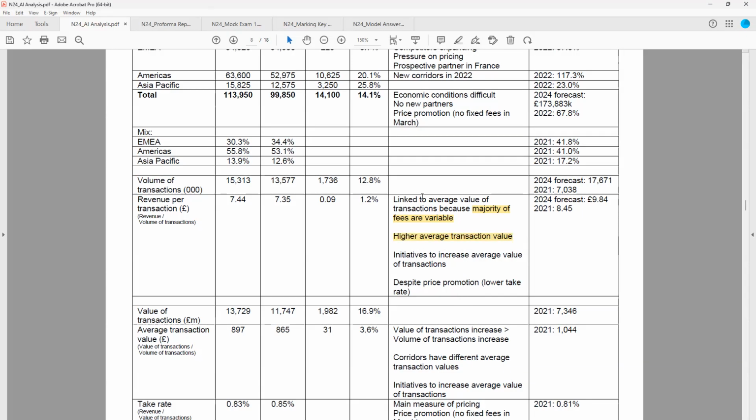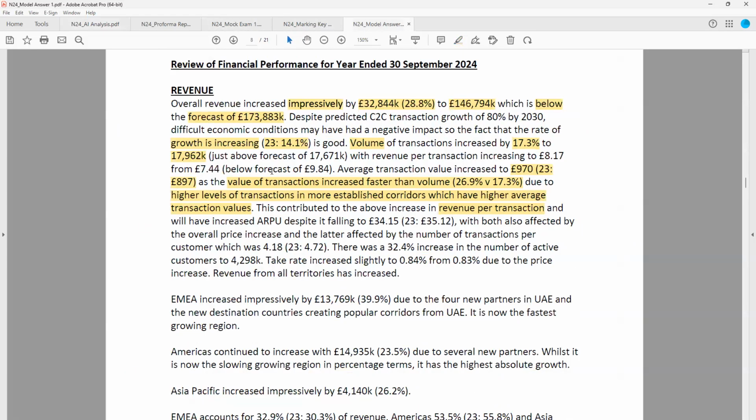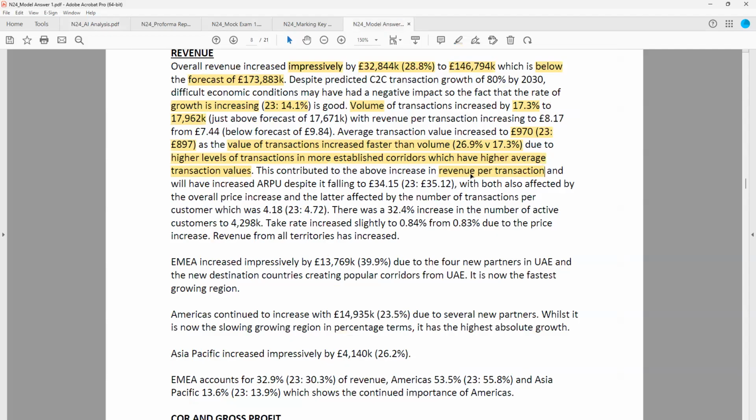So that would be a reason there why revenue per transaction is going up. But there's also been a higher price as well. So they've increased overall prices as opposed to the previous year when they'd had, of course, that price promotion. So we could say this increase in average value has contributed to the increase in revenue per transaction. And it also causes an increase in average revenue per user, increasing the revenue that they're getting from each transaction. However, that has actually fallen. So that would explain why it's gone up, and that has caused some of an increase, but that figure's actually fallen. So we'll come on to why that was in a minute.